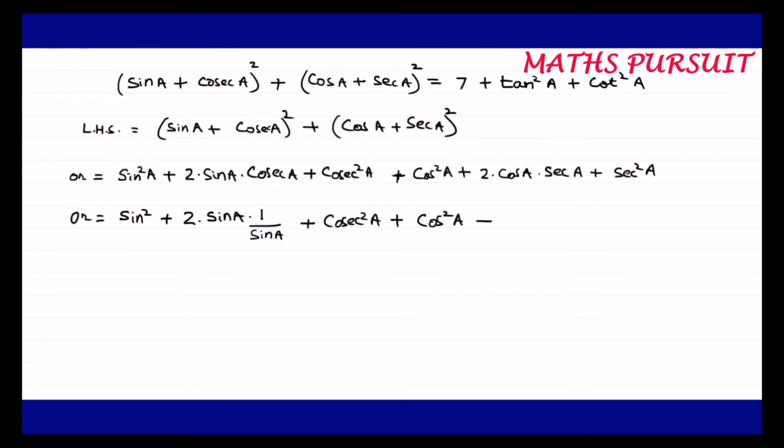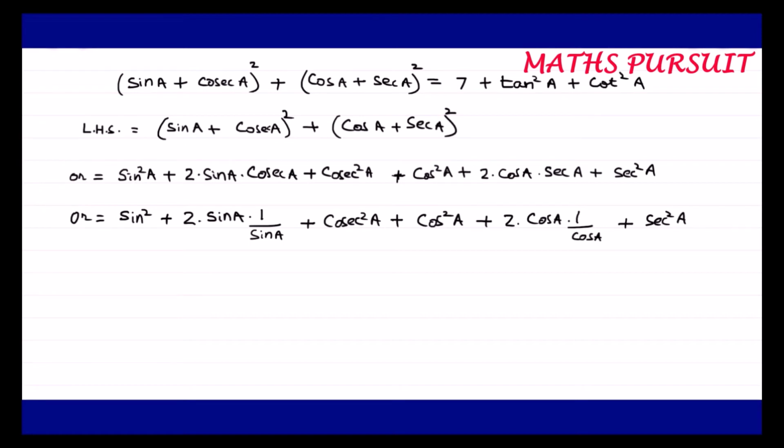Plus cos square A plus 2 into cos A into sec A. So instead of sec A, I will write 1 upon cos A, because we know that sec A is equal to 1 upon cos A. So instead of sec A, I will write 1 upon cos A, plus sec square A. This is what I did in this particular step.